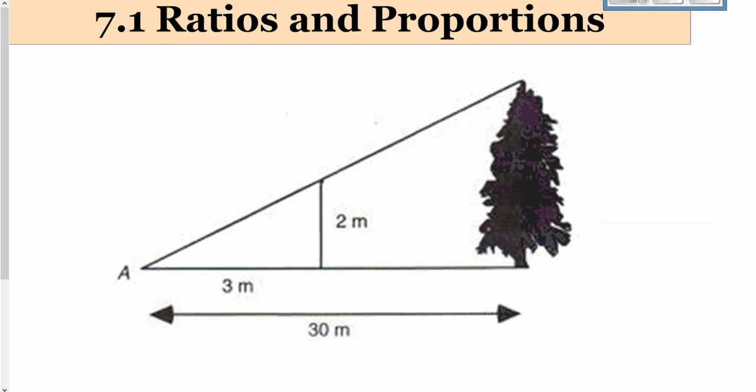All right, mathletes, here we go. It's ratios and proportions with similar triangles and similar polygons.